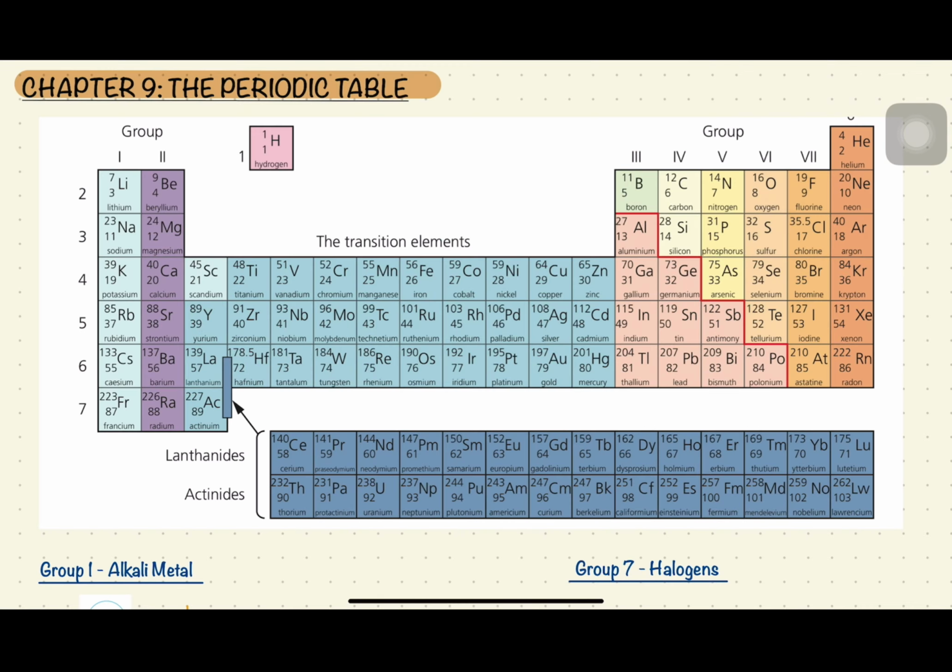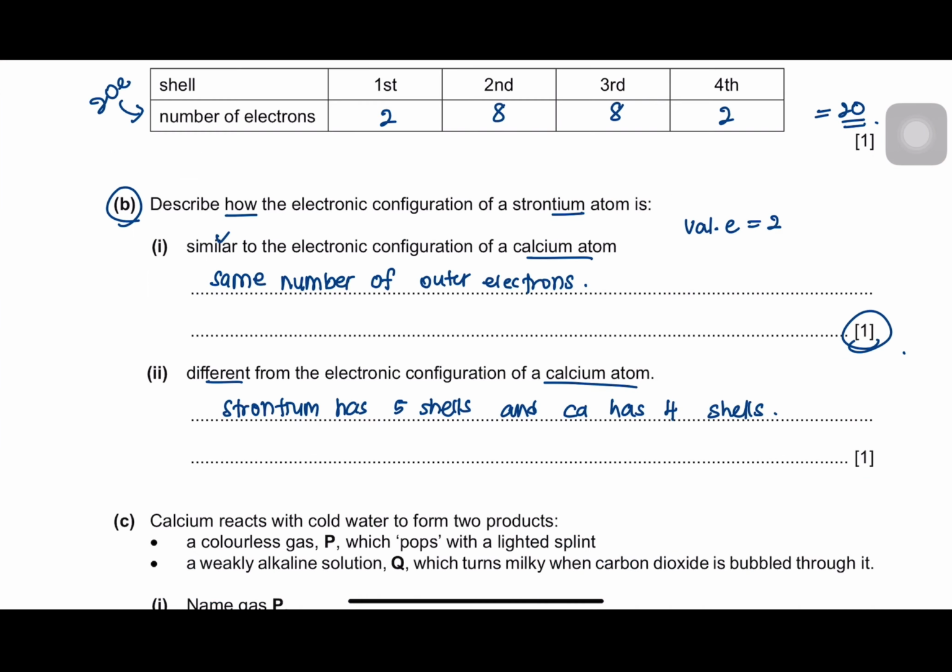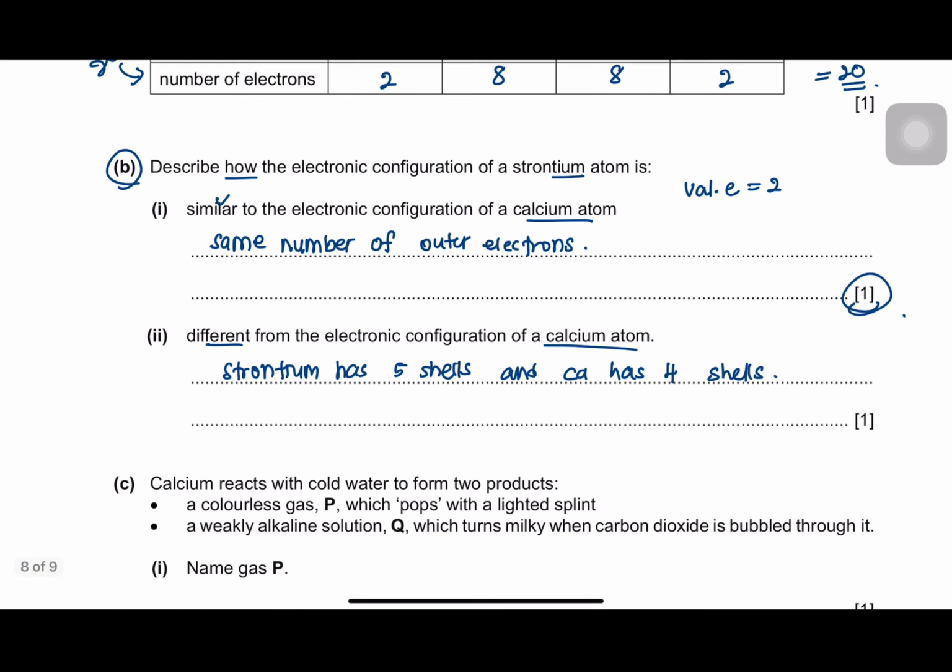Now, as you can see here, strontium atom is placed below calcium atom. This means that strontium has 5 shells and calcium has 4 shells only.